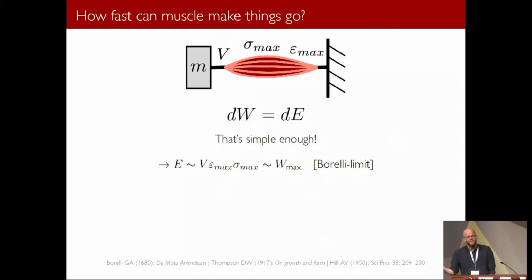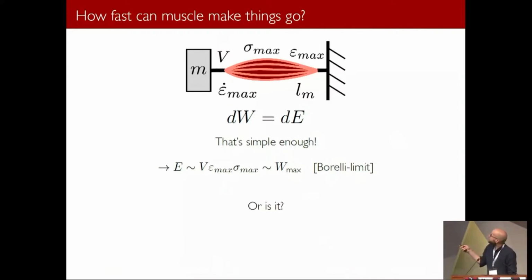And that's what in biomechanics research is typically called the Borelli limit, and it has been around for a couple of hundred years. That's nice and simple. But when you think about this a bit more deeply and think about muscle physiology, then it turns out that that's not the whole story, because there's a second limit that is imposed by muscle.